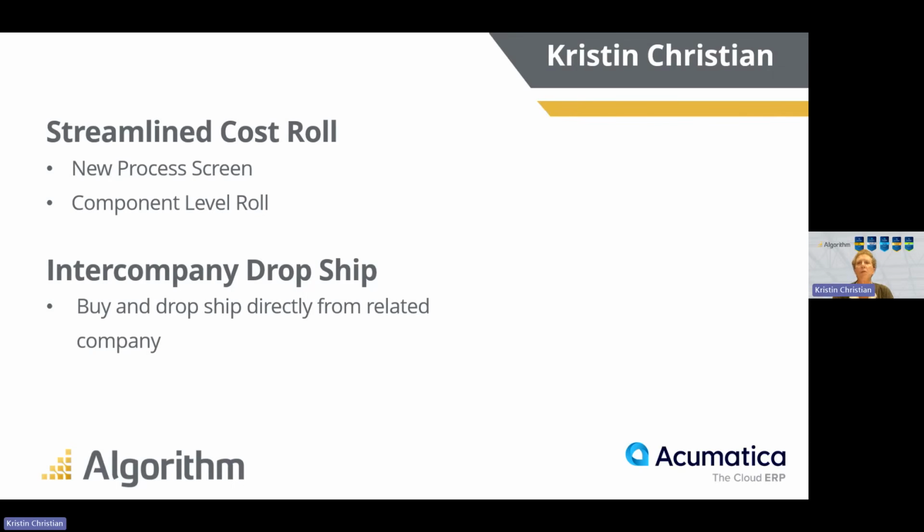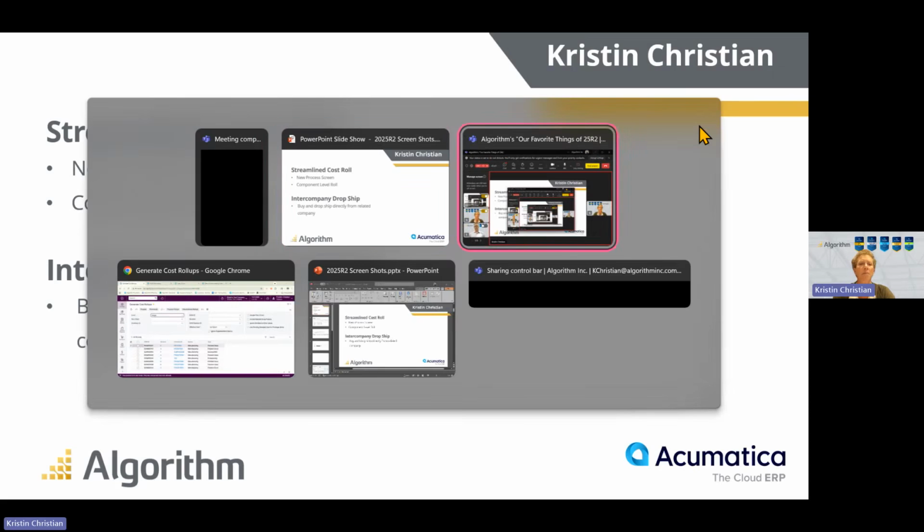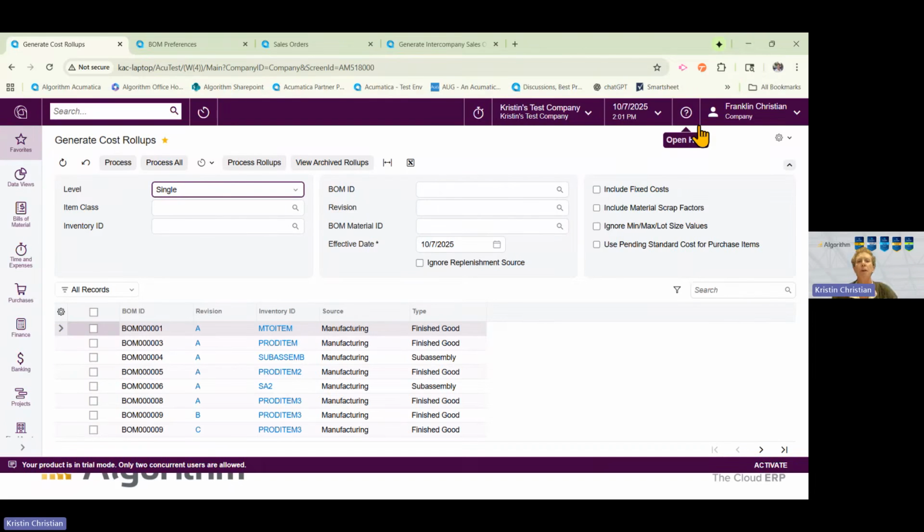Today, we're going to talk about streamlined cost rolling and intercompany drop shipping. So as we're talking, we're coming into our absolute favorite time of year for everybody, which is standard cost rolling time. Now, even if you don't standard cost, you still need to roll your bill of materials from time to time. I think the current cost rolling screen in the previous versions has always been a little bit confusing for people because you don't do it all the time. It tends to be something we do occasionally.